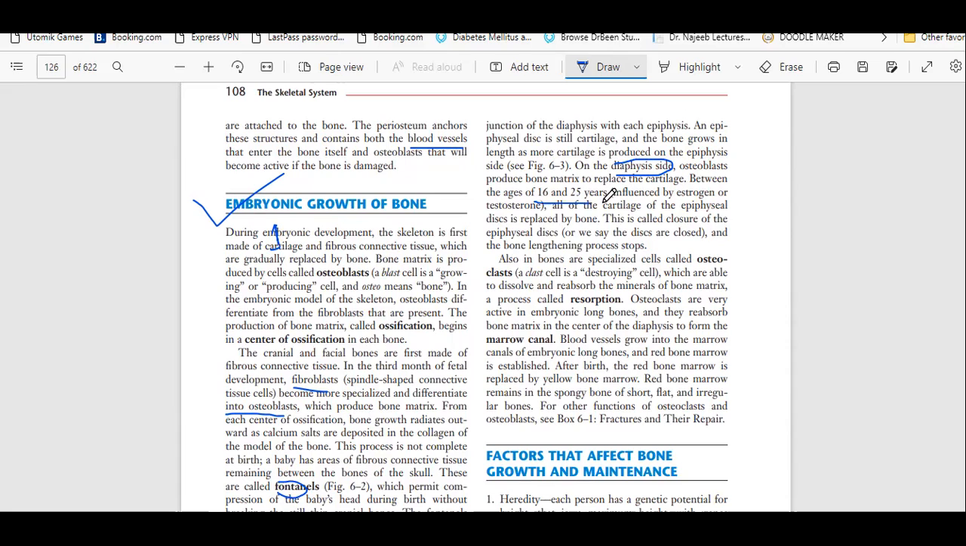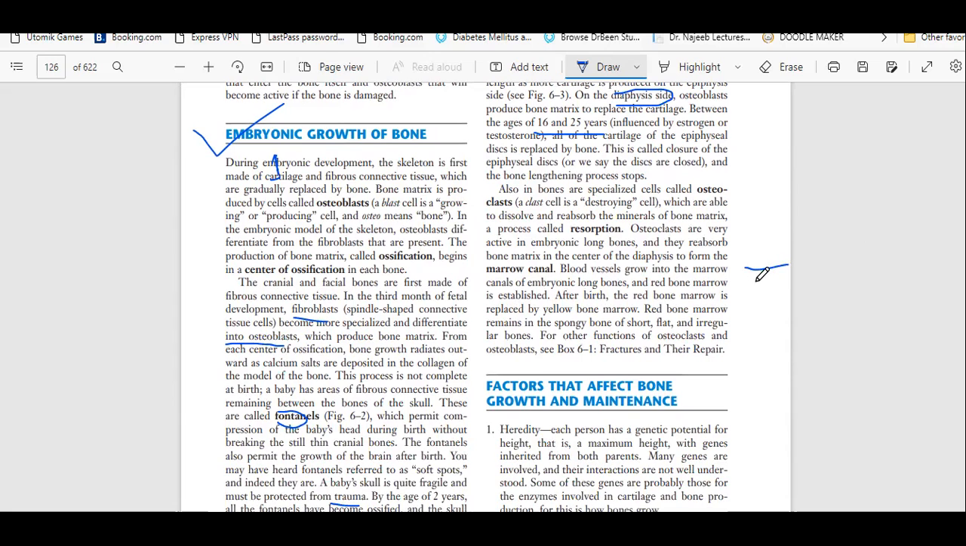Okay, between 16 to 25 years. So it means that your bone develops till the age of 26 years. You have the chance, you can grow your height. Okay, so this is called closure of the epiphyseal disc. After 25 years the epiphyseal disc is completely closed, no bone growth occurs, no extra amount of matrix will be added, only osteoclasts are there, which can remove the damaged area and replace the matrix.